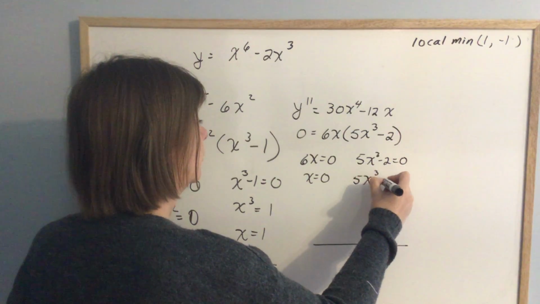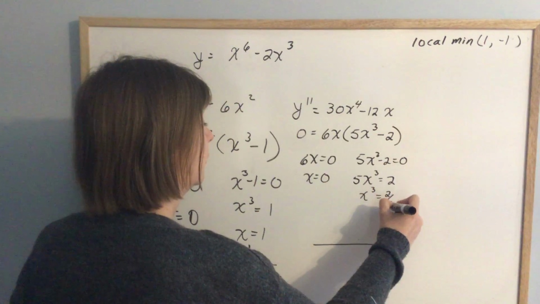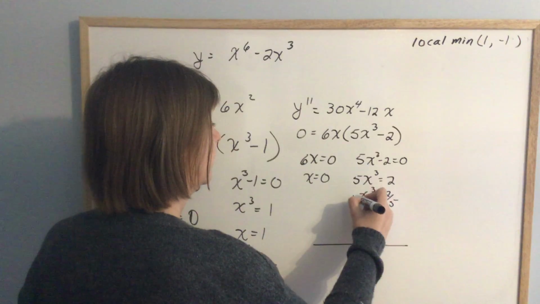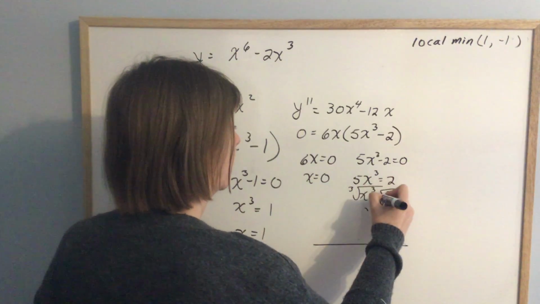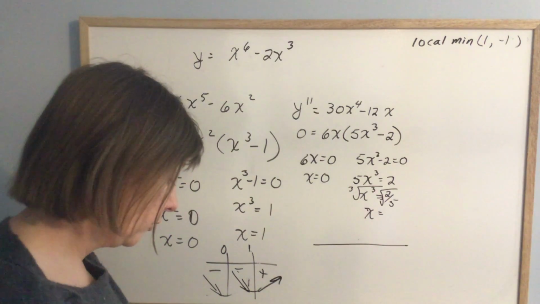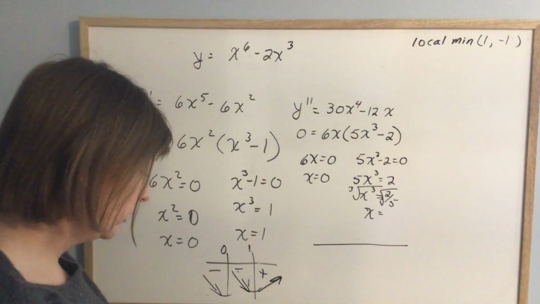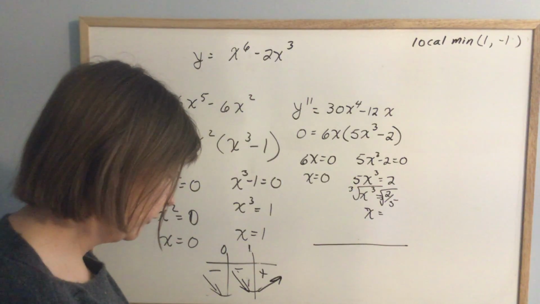So 5x cubed could equal 2. So x cubed could be 2 over 5. So I'm going to take the cube root. You have a button for that. I'm going to take the cube root of that. So, there it is. Cube root of 2 over 5.